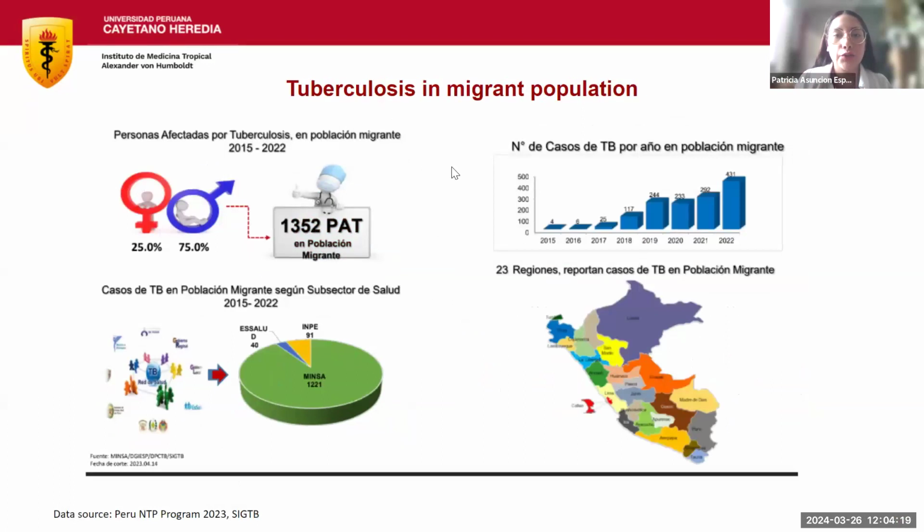As well, to say about the migrant population, there are around 1,000 people who have active TB, and the majority of them are male. And as well, during the last years, TB detection is improving in my country.